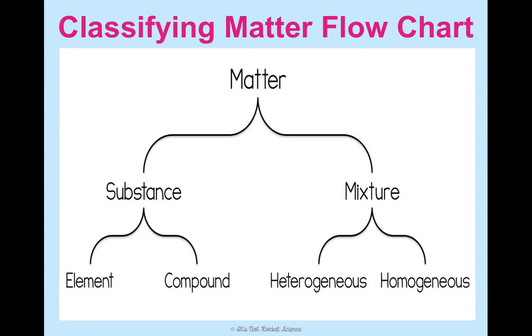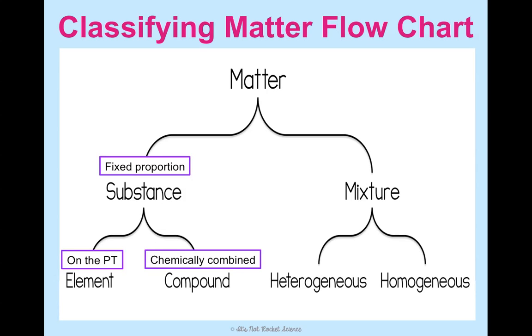All right, last but not least is this flow chart that I think really helps us be able to classify different types of matter. So this would definitely be something that I would encourage you to memorize. So all matter, again, is classified into substances or mixtures. Substances have fixed proportions and can be either elements, which are on the periodic table, or compounds, which are two or more elements that are chemically combined into a new substance.